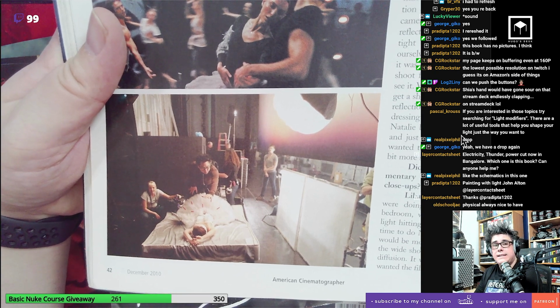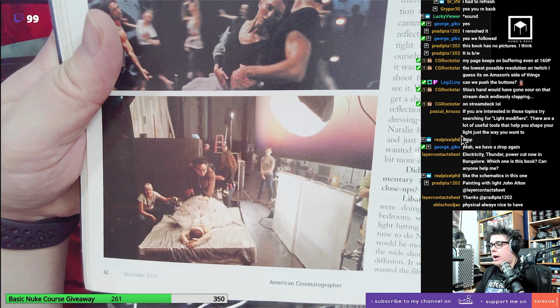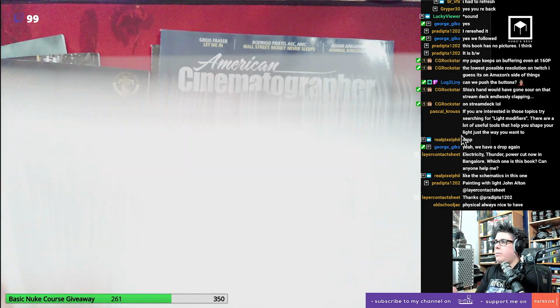Obviously, Cinefex has this as well. But the cool thing about this magazine is that it actually shows you how they set up lights and scenes. And I think for me, the most important piece of information is this. At the end of the articles, they always have this.